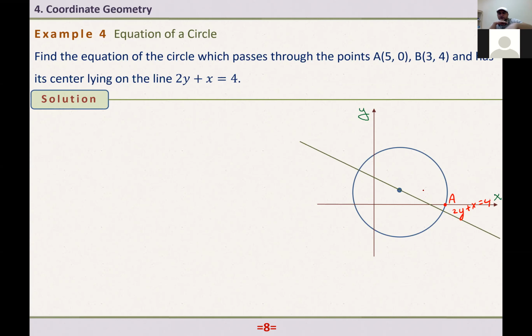Okay, B is (3, 4). It is somewhere on the circle. You can also label this there, somewhere there. (3, 4).